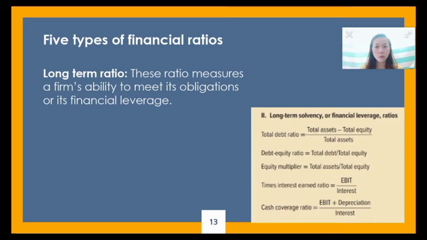Another ratio to measure long-term solvency is the times interest earned ratio, also known as the TIE ratio. It is calculated by dividing earnings before interest and tax by interest. The cash coverage ratio is another measure of how a company can pay its interest. However, unlike the TIE ratio, it takes into consideration the fact that depreciation and amortization are non-cash expenses. It is defined as earnings before interest and tax plus depreciation and amortization divided by interest.